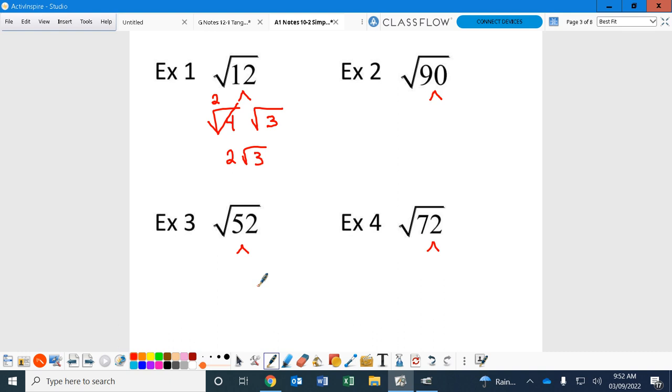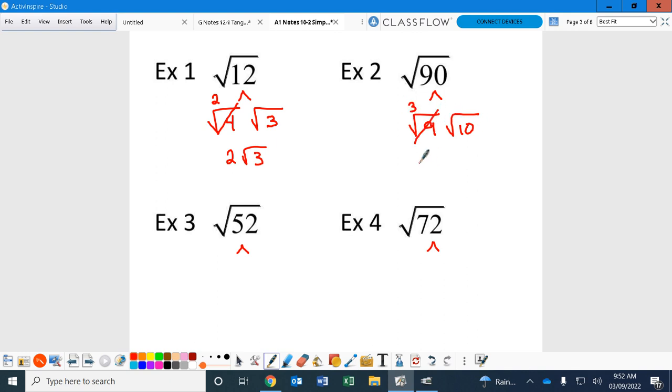Okay, on the next one. What goes into 90 that's on that list? 9. And how many times does 9 go into 90? 10. What is the square root of 9?